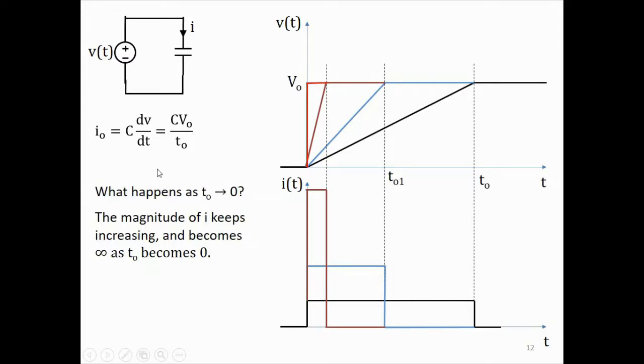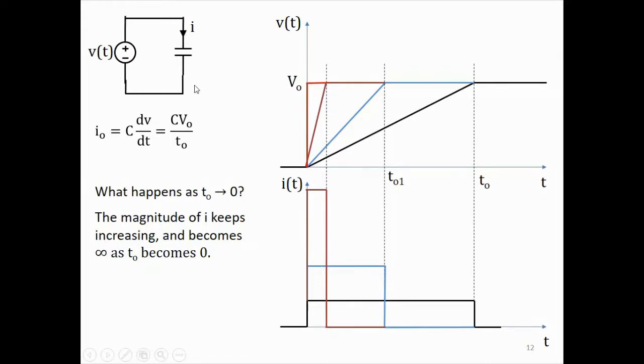Now we ask the question, what happens as T0 is made smaller and smaller and smaller? All right, so here is a blue plot where T0 has been made smaller. So if T0 is smaller, but the voltage is going from 0 to the same value V0, but in a smaller time, V0 is the same, C is the same, T0 is smaller, so the current becomes larger. This blue has a larger current. If the time is made even smaller, the brown plot, then the current has to be even larger. All right, because T0 is becoming smaller, the current has to become larger.